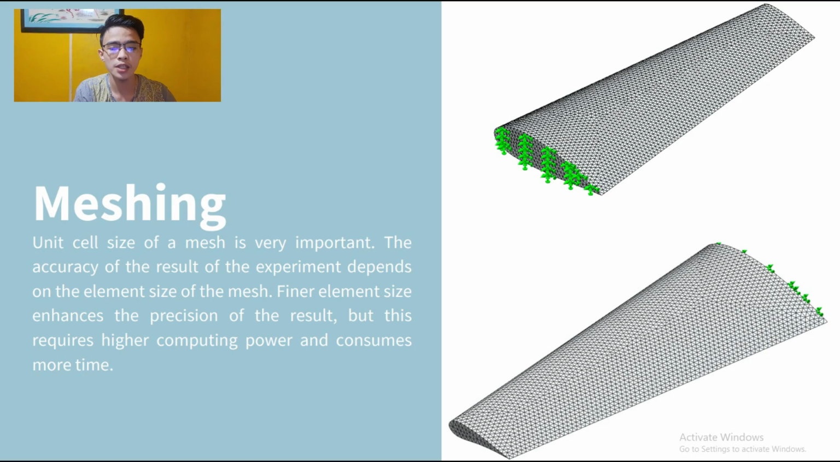So next, we have the meshing. On the right part of the screen, we have the presentation of the meshing of our design. Unit cell size of a mesh is very important. The accuracy of the result of the experiment depends on the element size of the mesh. Finer element size enhances the precision of the result, but this requires higher computation power and consumes more time. As the total number of nodes increases with the increase of total number of elements, the simulation requires solving all those points, keeping in mind the computing power of the computer used.